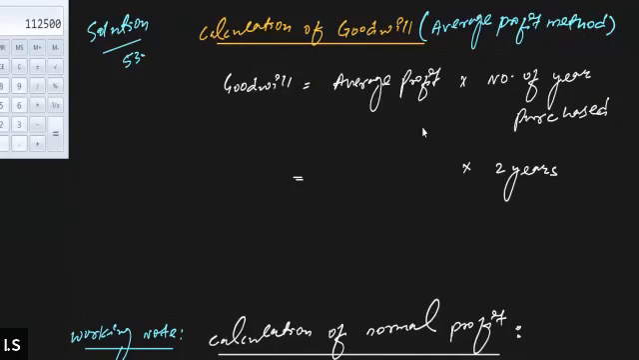Now we need to just put this value here, 1,12,500, and then multiply it by 2. We should get the answer. Multiplying it by 2, we will get 2,25,000. This will be the goodwill of the firm.